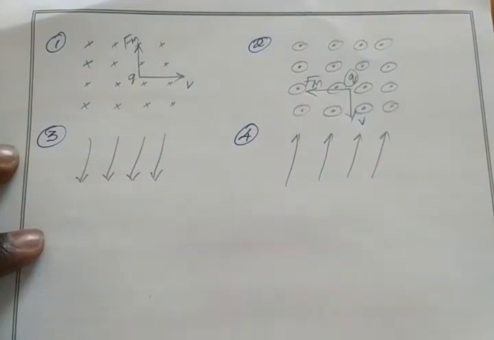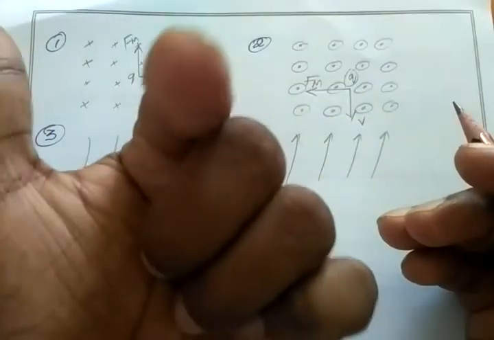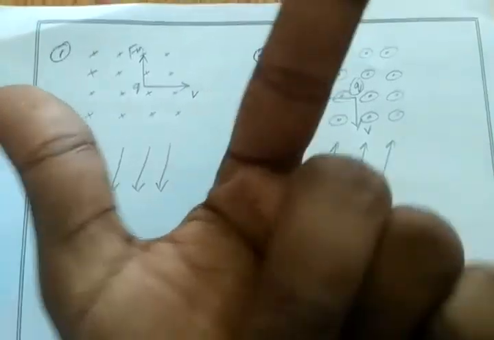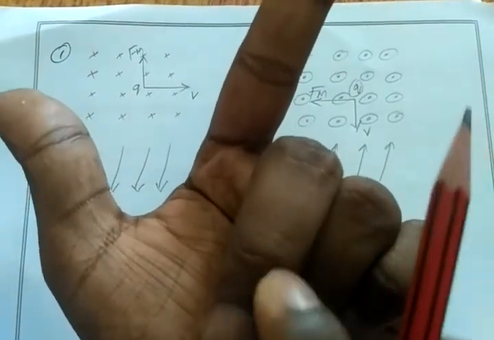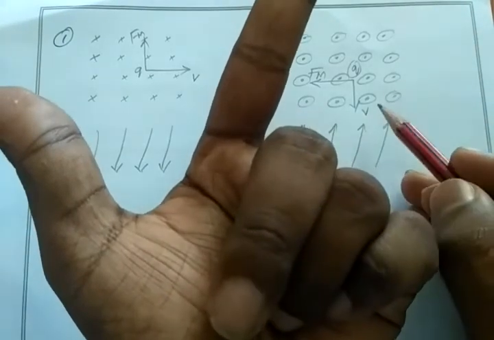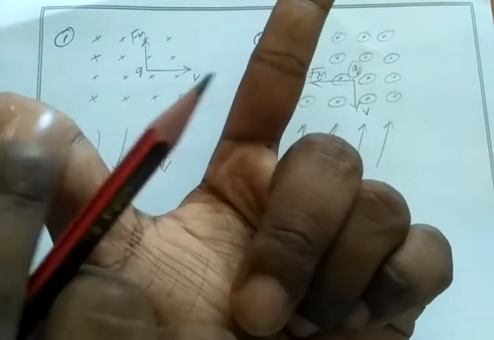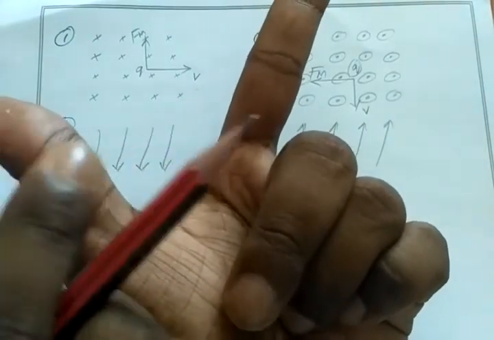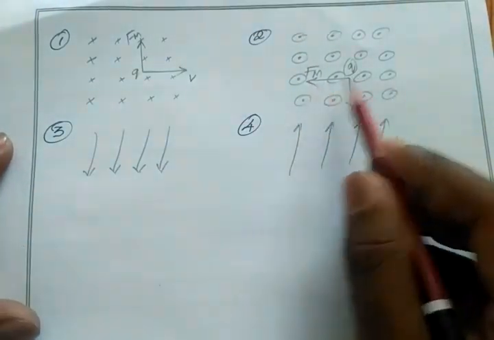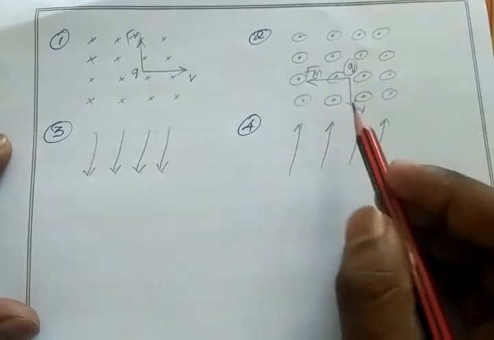Okay, so my forefinger is coming outwards from the paper, right? And my middle finger is in the direction of movement of charge, the velocity. My thumb shows the direction of magnetic force. So it is going leftwards, to the left side. So this is the direction of magnetic force, left side. Clear?